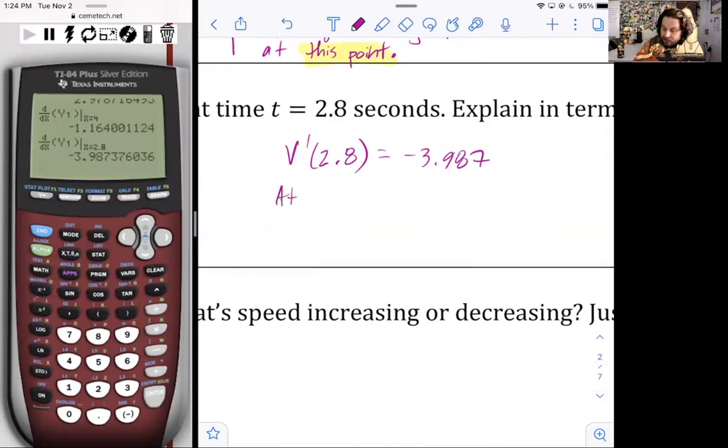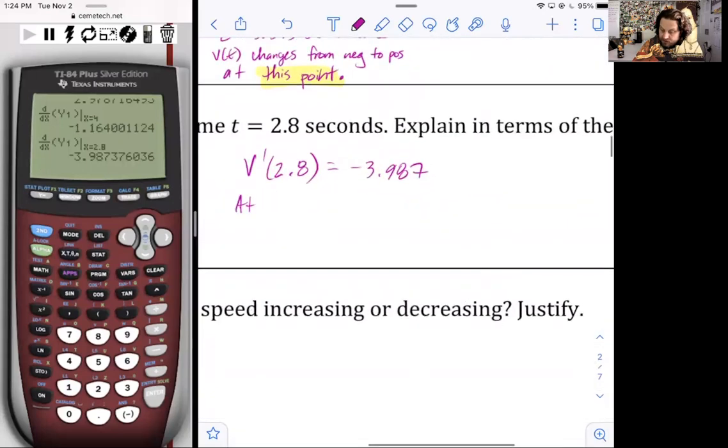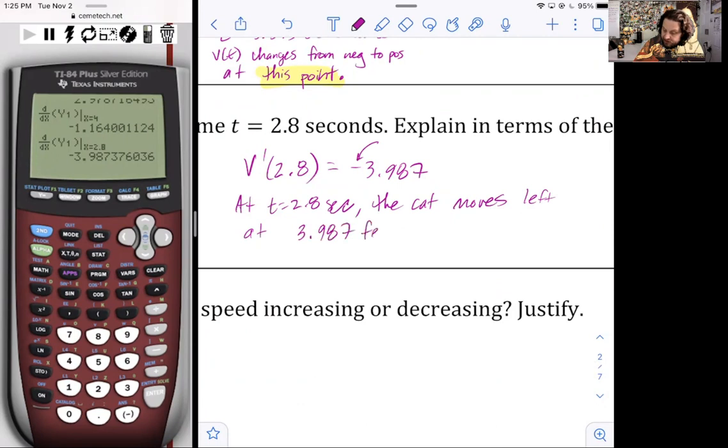Okay, so at t equals 2.8 seconds, the cat moves what? Left or right? If it's negative, left. Yeah, at positive 3.987 feet per second.